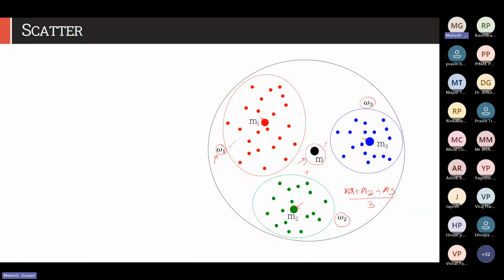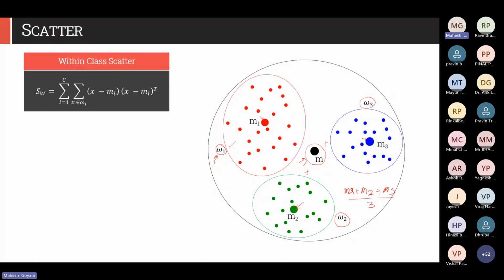How to define the scatter? So scatter, as the name suggests, will tell us how the data is spread. Data is having what amount of spread from the center. So we will define 3 kinds of scatter. One is within class scatter. As the name suggests, it is a within class scatter. That means how far the data points are from the mean of that class itself.